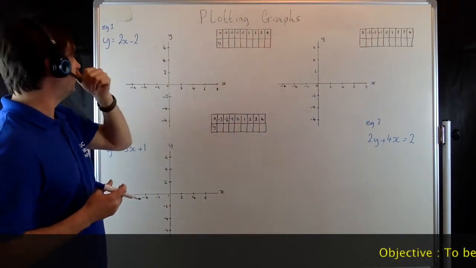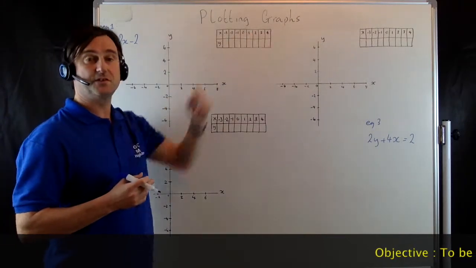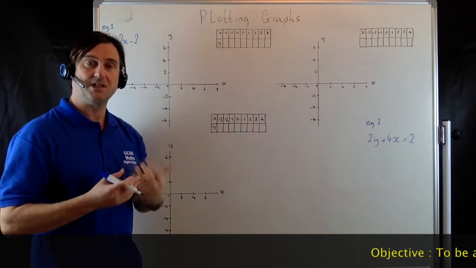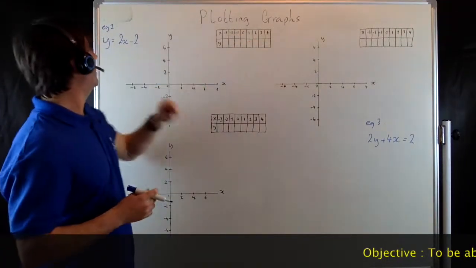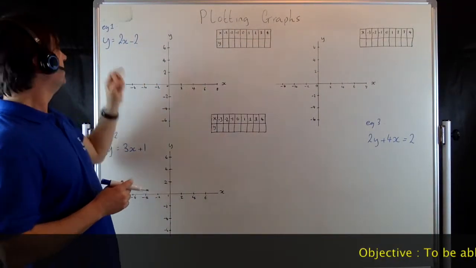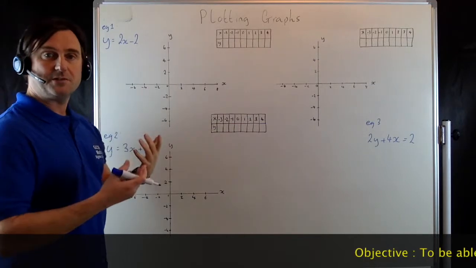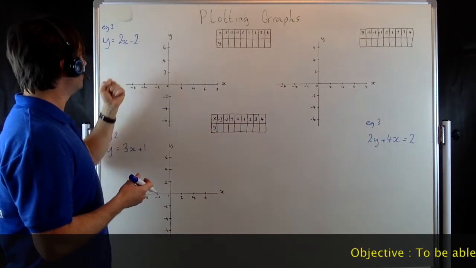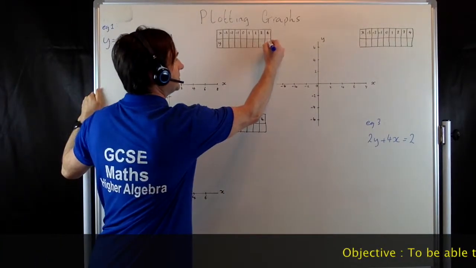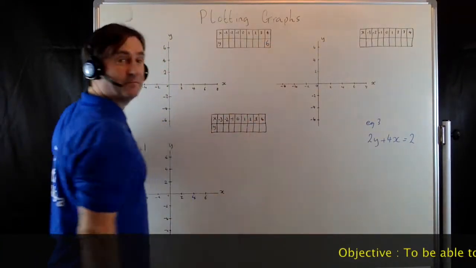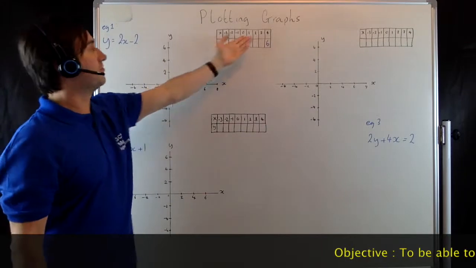So we're going to start off, and I always start off with the positives because they tend to be easier to put in. It's easier dealing with positives than negatives. So let's put the value of 4 into our equation. 2x obviously means 2 times x. So we've got 2 times 4, which is 8. Take away 2 gives us 6. There's our first point. Now I'm going to put 3 in.